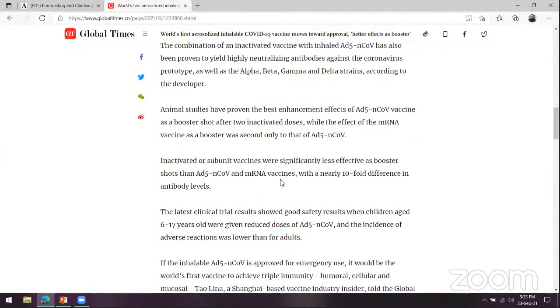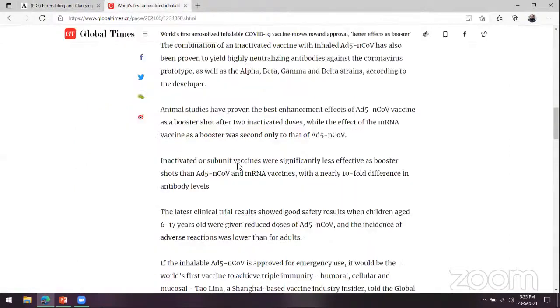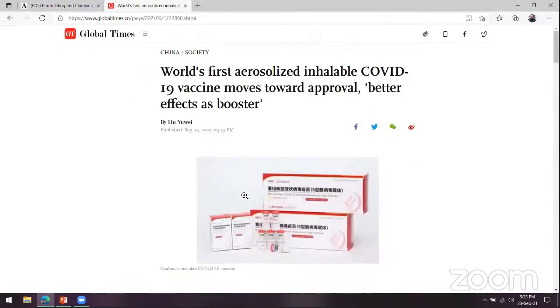You can also do that. Okay, so in such a case, as I say, scanning the media can be one of the ways to make sure that you are able to catch the latest information and latest technology, and then you can put your efforts into doing research around it. So far, so good.